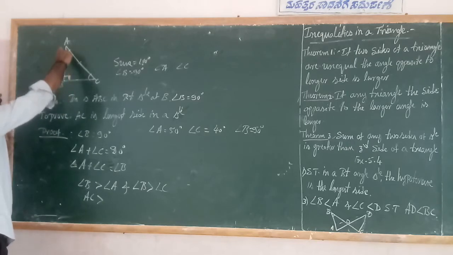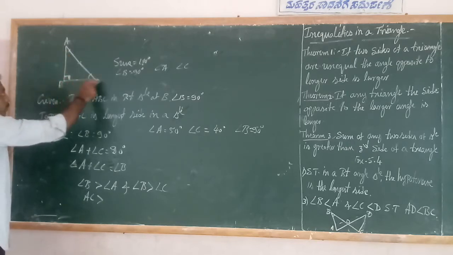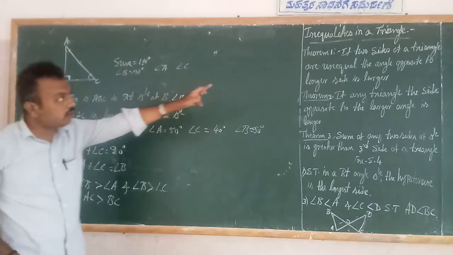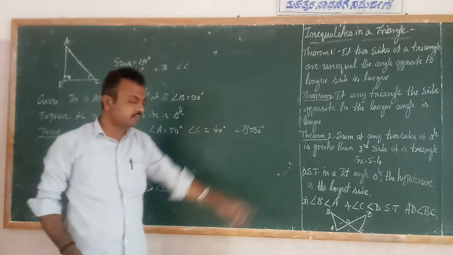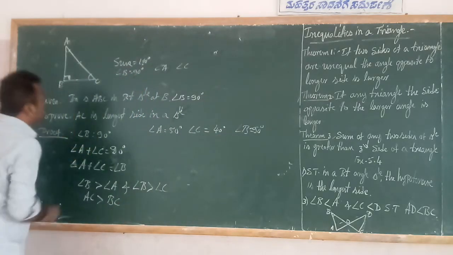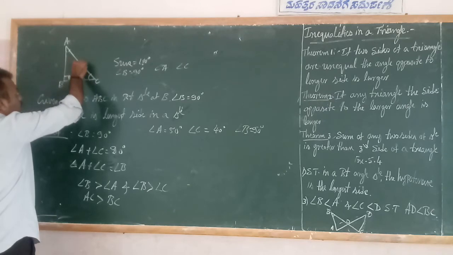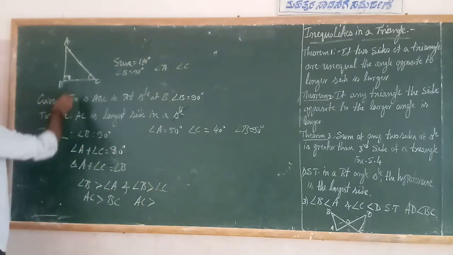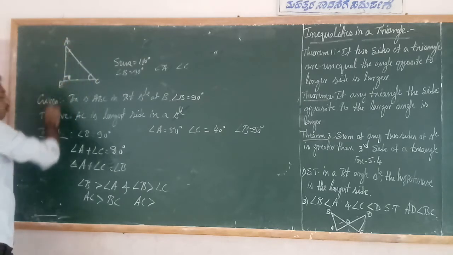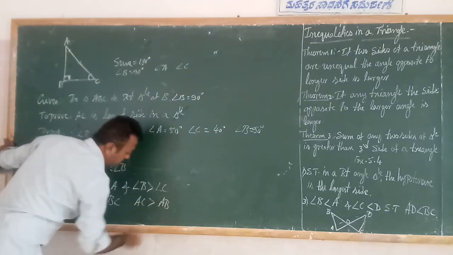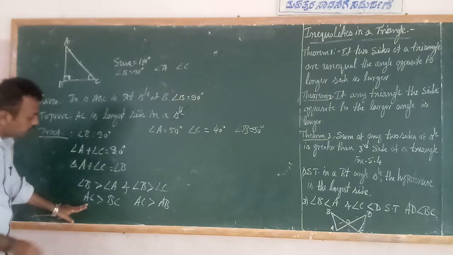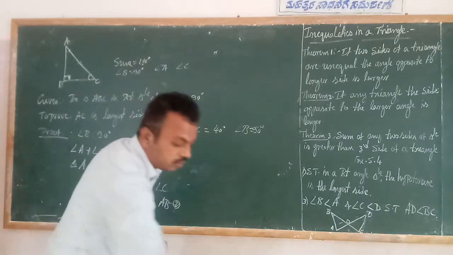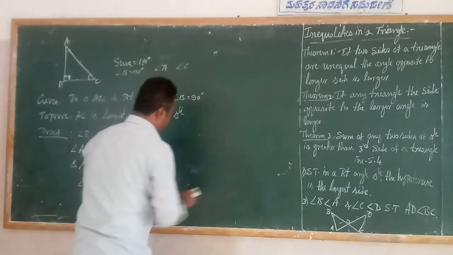What is the opposite side of angle A? BC. So AC is greater than BC. I can write, according to theorem number 1. Correct? Next, angle B's opposite side AC is greater than the opposite side of angle C. The side opposite angle C is AB. See students, you have to observe it. AC is greater than BC, this is 1, and AC is greater than AB, this is 2. From 1 and 2, you have to consider it.